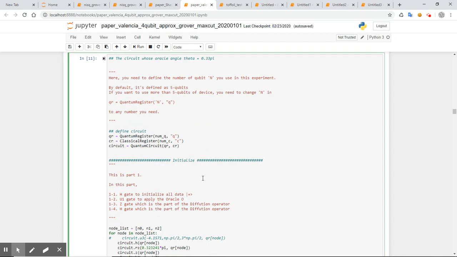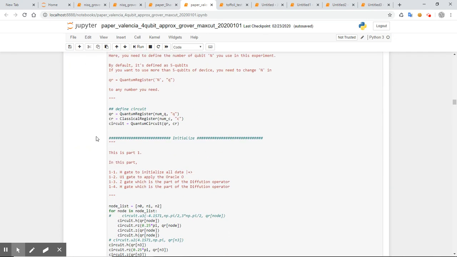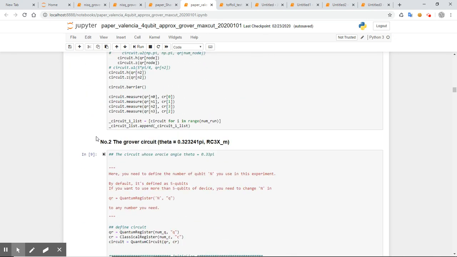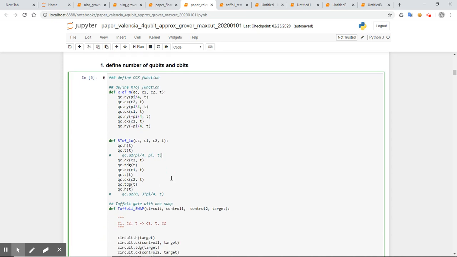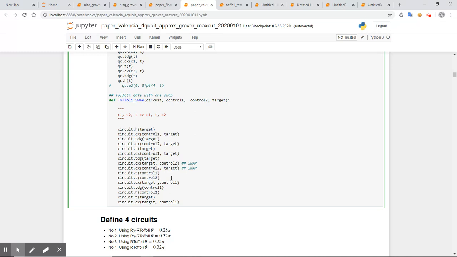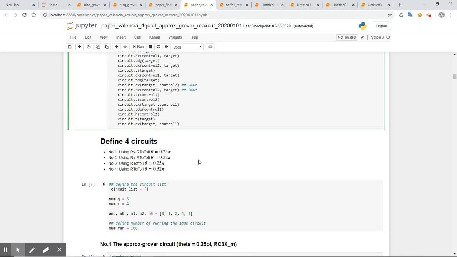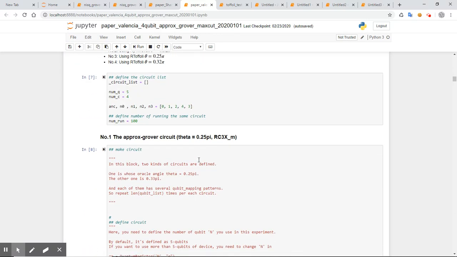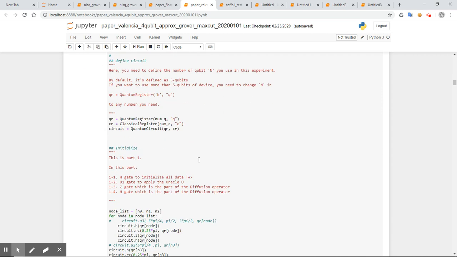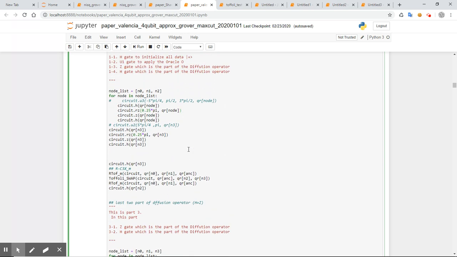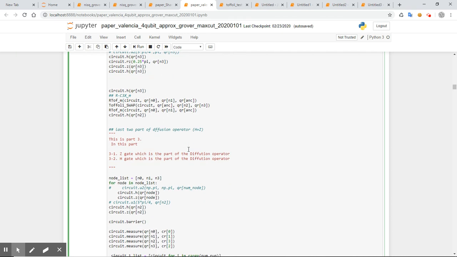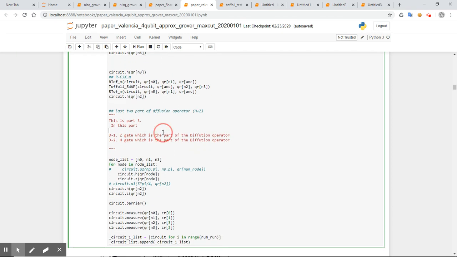Initialize. So this is Rother in terms of the RTOF gates, Toffoli swap, finding the 4 circuits. I'm interested, it's interesting how they actually do the initialization. Maybe I should take a look at this as well. Okay, it's part of the fusion operator.